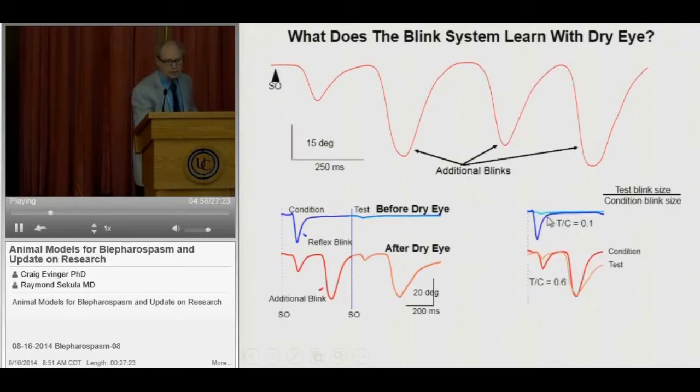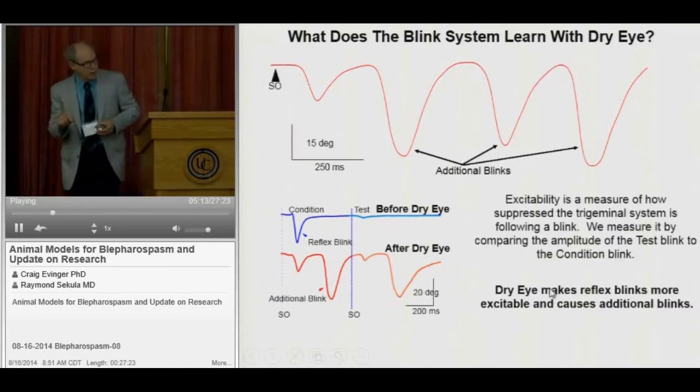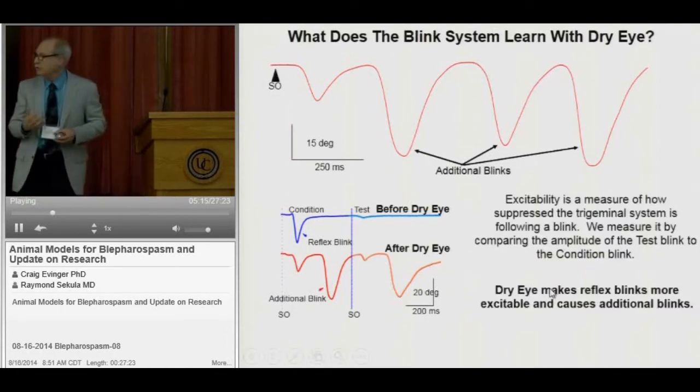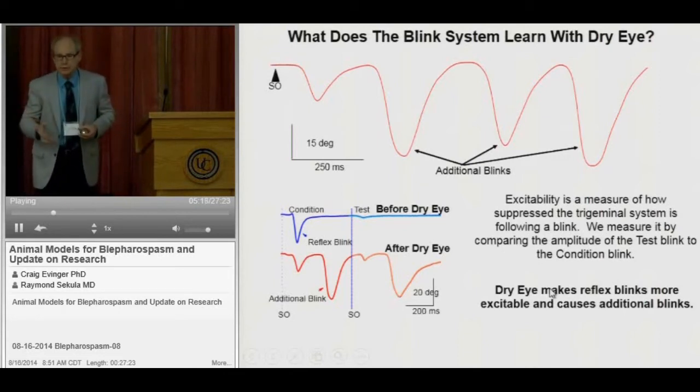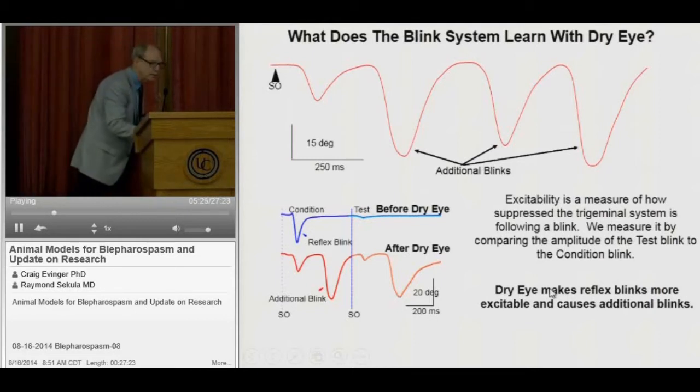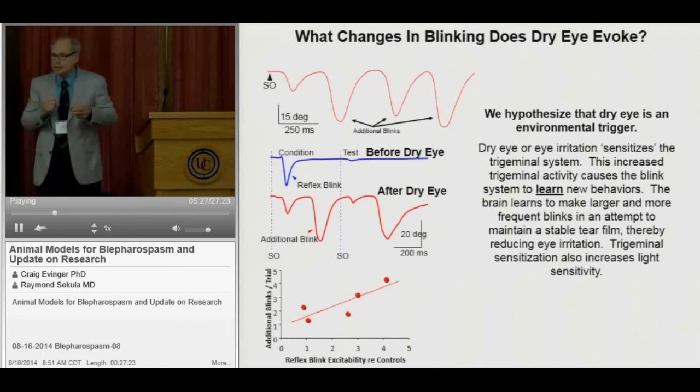We measure this with a test condition ratio. This would be 0.1 for control for this person before they had dry eye, and 30 minutes later after they got eye irritation, this is a value of 0.06. So dry eye makes reflex blinks more excitable, and you cause lots of additional blinks. All those things that you would expect to compensate for dry eye. They help with dry eye. And the two are linked.